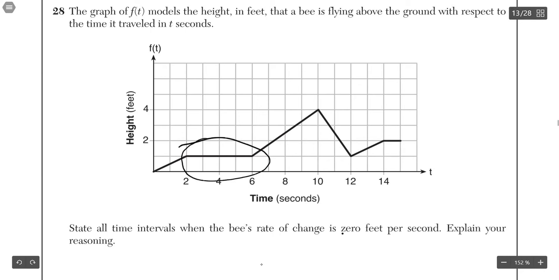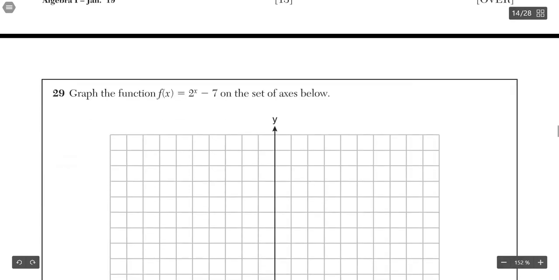It's staying at 1 foot. From 6 to 10, it's going up at a rate of 3 over 4, so that's not 0. From here to here, it's going down at a rate of 3 over 2. Over here, it's going up at a rate of 1 over 2. From here to here, it is staying the same. So the answer is from 2 to 6 and 14 to 15, because it stays at the same height. It doesn't go up or down.